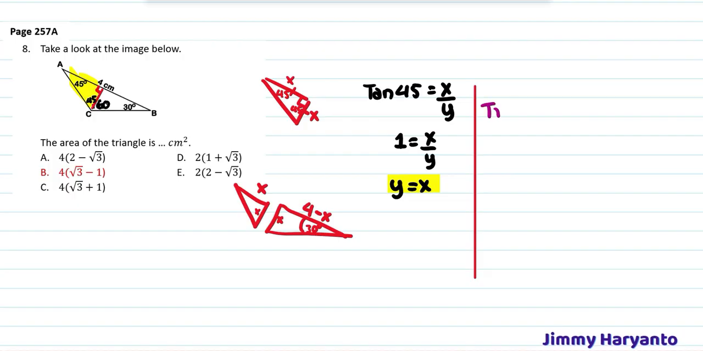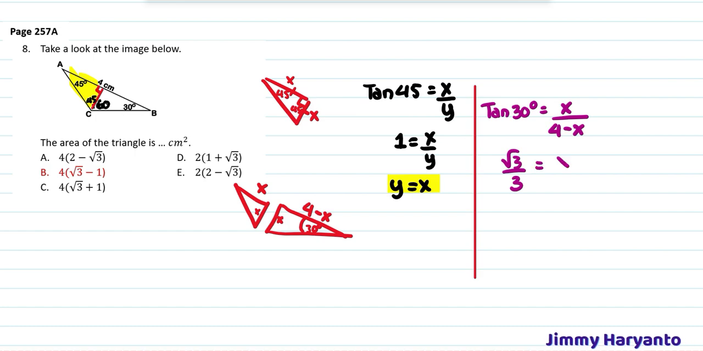So tangent 30 degrees equals opposite over adjacent. The opposite is 4. The adjacent is 4 minus x. Okay, tangent 30 is square root of 3 over 3, equals x over 4 minus x. And then we want to find the x. That means you have to cross multiply.